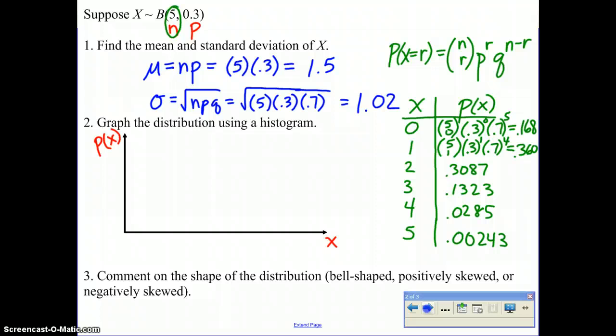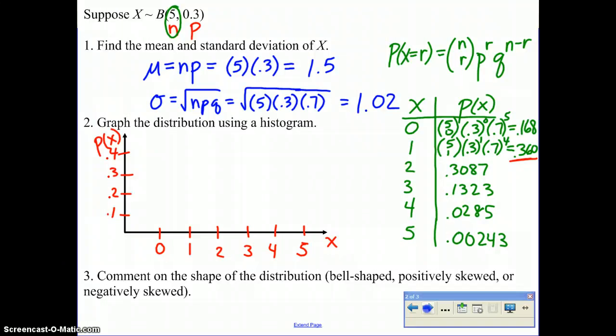So we now want to draw in our histogram. Along the x-axis, we're going to label our possible outcomes for our random variable, which is 0, 1, 2, 3, 4, 5. Almost running out of room there. And along the y-axis, our probabilities. Now our highest probability is 0.360, so we don't need to go all the way up to 1. Let's just go up to 0.4, for instance. So I'm going by 0.1, or by tenths. And then I'm just going to do my best to estimate these.